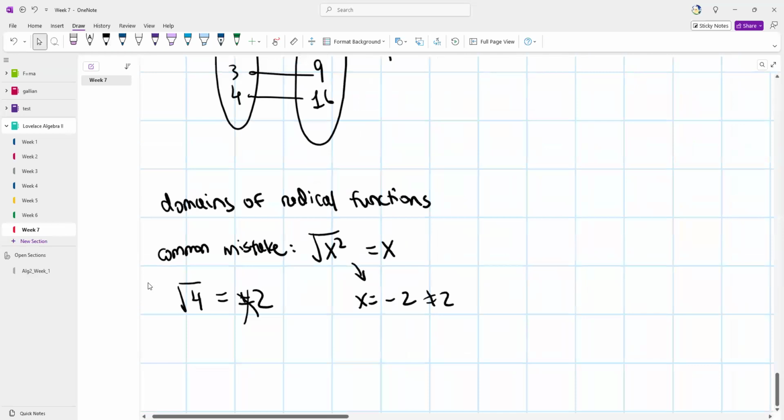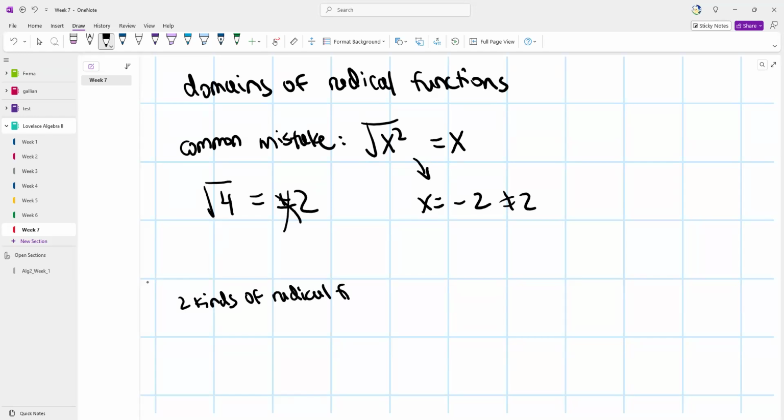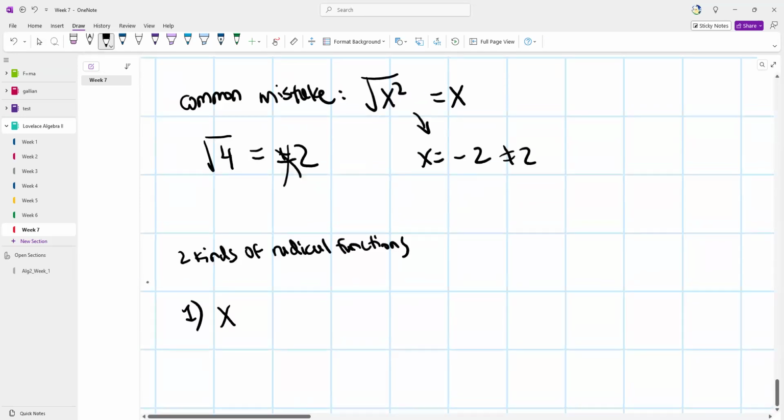And because of the domain of radical functions, we have to be pretty careful in solving equations related to that. So first, let's talk about that. Okay, wait, first there are two kinds of radical functions. You know how there's x to the power of a over b. So the first one is x to the power of a over b, where b is odd.